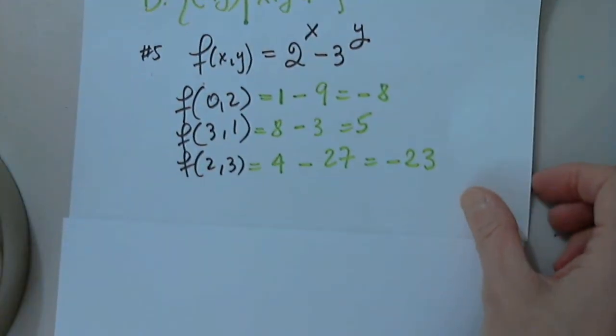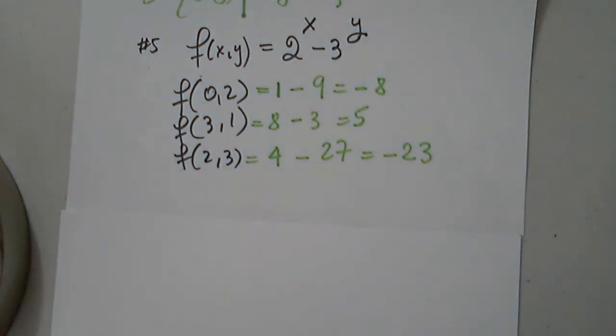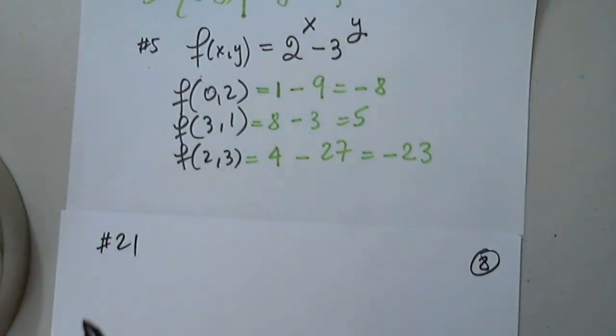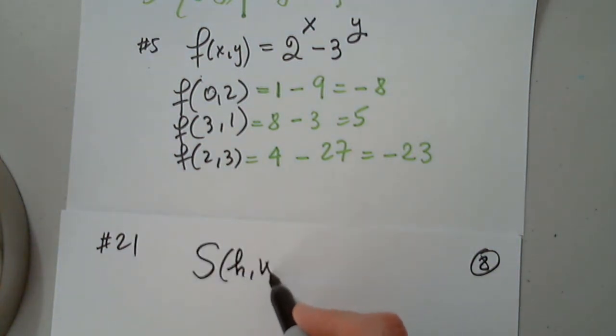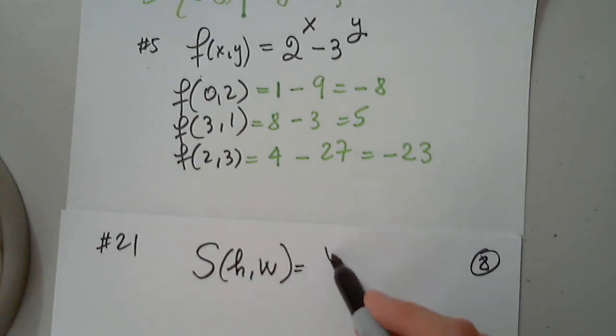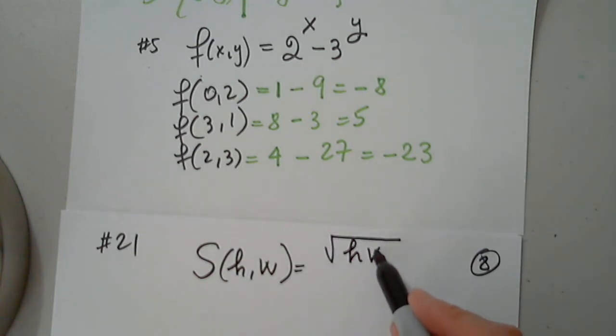So we know how to find the domain of functions of several variables. We know how to evaluate functions of several variables. Let's look at a word problem. Let's say body surface area. They've given us S of h comma w equals the square root of hw over 60. Let's see what this means.